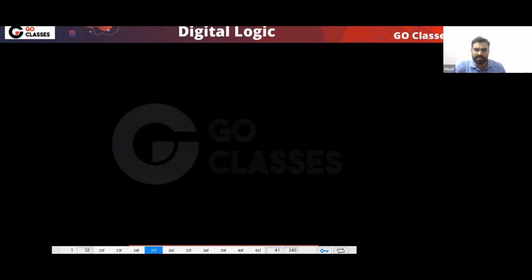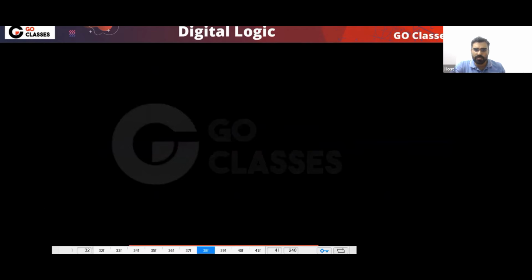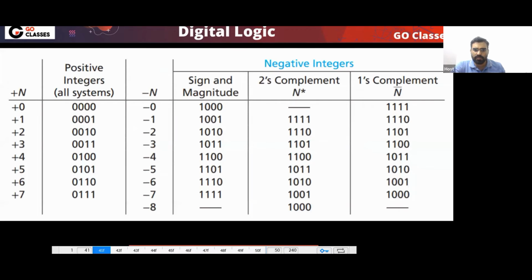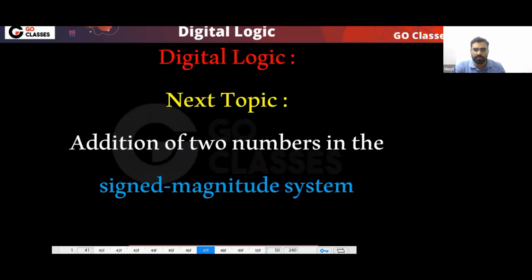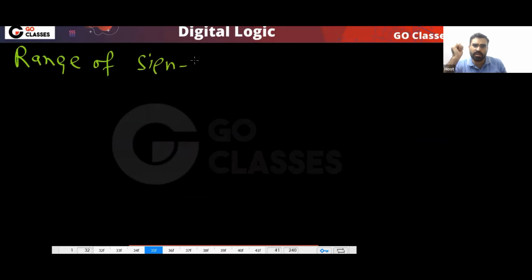Now let's find out the range. What is the range of sign magnitude? What do you think? Let's check it out. If you have 3 bits, first we will check it out with 3 bits. So let's see the range of sign magnitude representation.